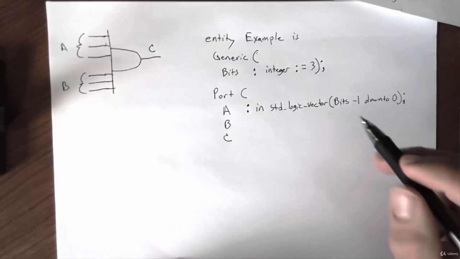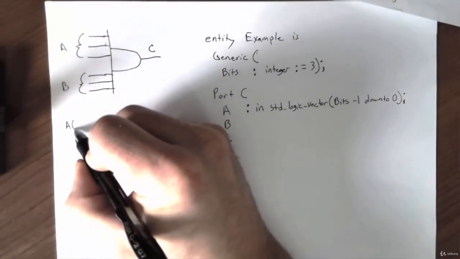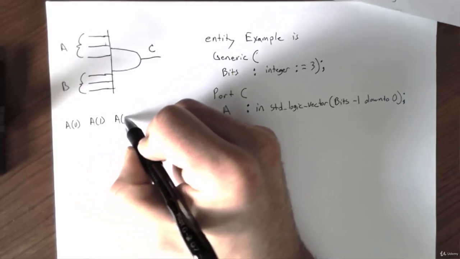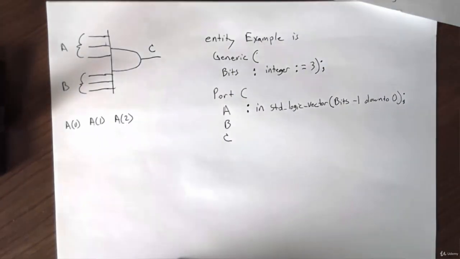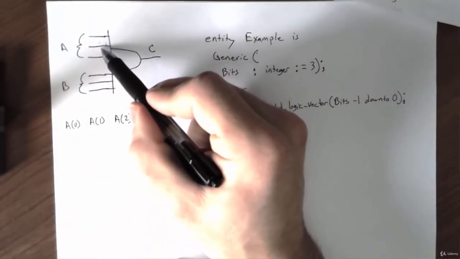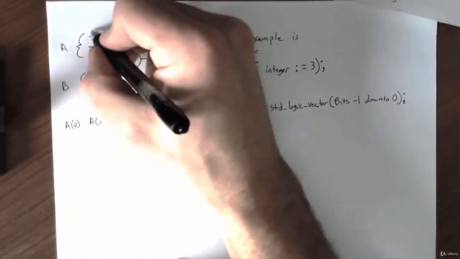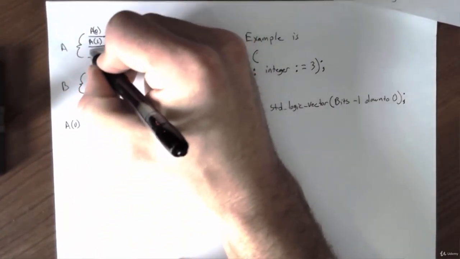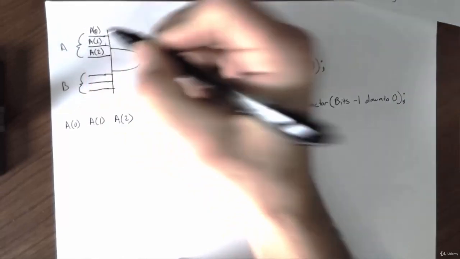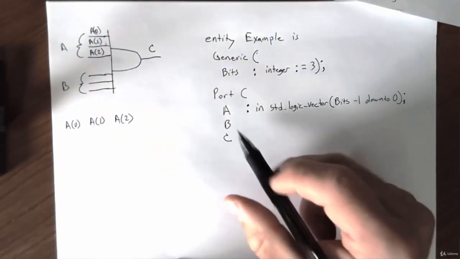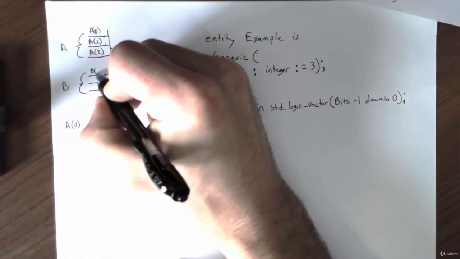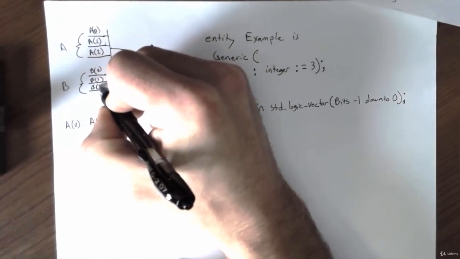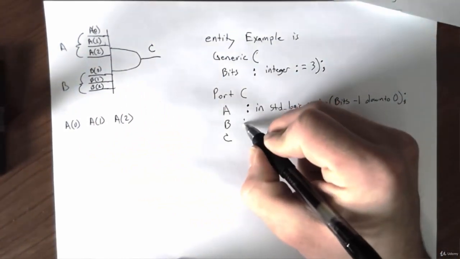So for our A, we are going to have A0, A1, and A2. If we want to access each of these inputs individually, it would be like A0, A1, and A2. And on the same side, we would do the same thing for B. So we would have a B0, a B1, and a B2. And we're going to follow the same convention.